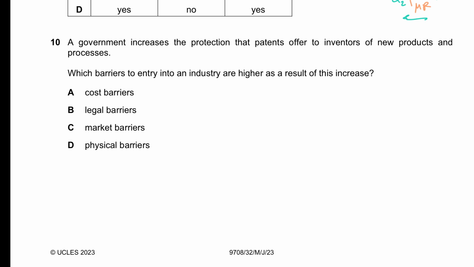Number 10 says a government increases the protection that patents offer to investors of new products and processes. Which barrier to entry in an industry is higher as a result of this? Well, patents are an example of legal barriers. When we did barriers to entry, we discussed many barriers to entry. The legal barrier to entry is where the government gives a patent to a producer and that doesn't allow other producers to produce in the market.